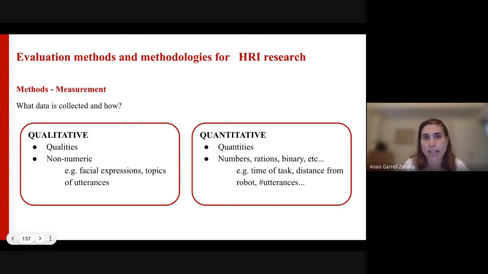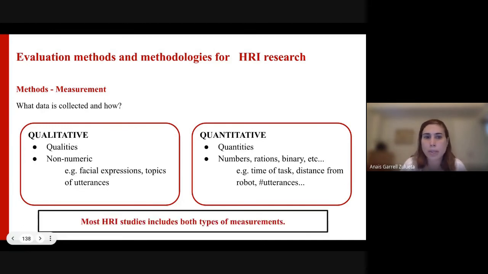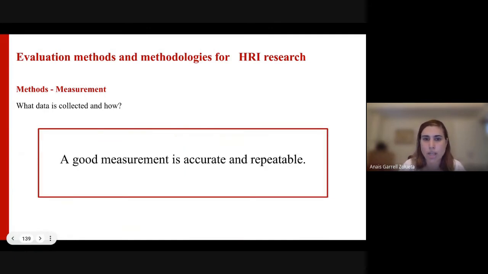Here we can collect two types of data. The first one is qualitative, and the second one is quantitative. Ideally, most human interaction studies include both types of measurement, because each one gives us different information that we can extract. The idea here is that a good measurement is accurate and repeatable. If we experiment with just 5 people, I'm pretty sure that if you have a 6th person, we won't have the same results. So we need a large set of people.